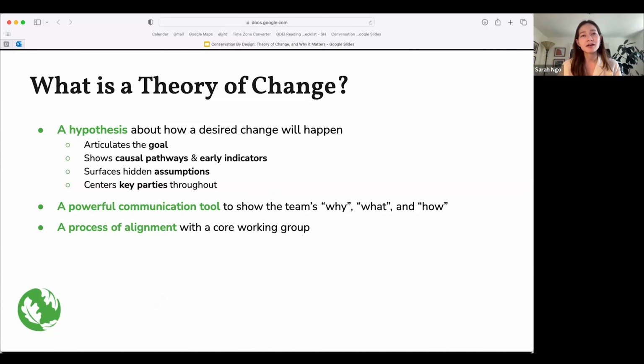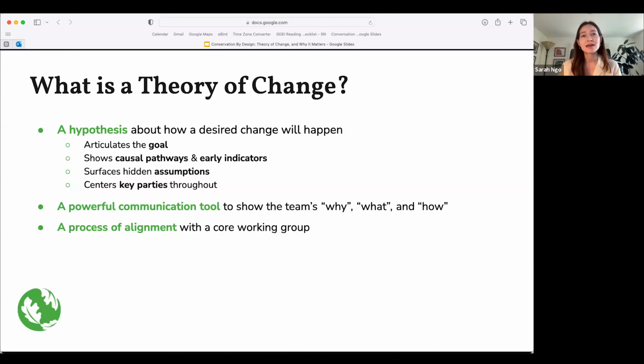We like to think about it as both a product and a process. So in terms of a product, it can be a really powerful communication tool, both internally for the team and potentially externally as well. That can really help explain at a high level what the team's why, what, and how are.